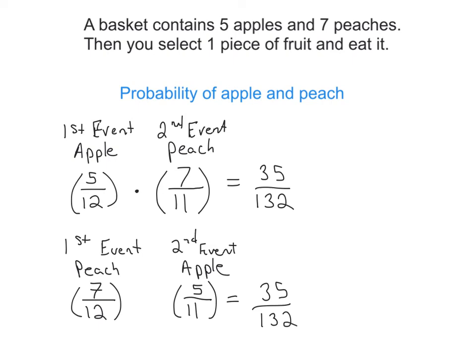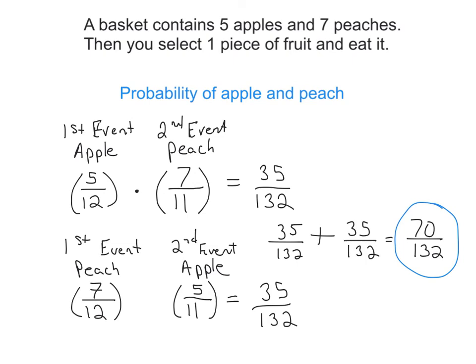So what we're going to do in this situation is, because both possibilities do exist, we're able to add these probabilities together. To get my final probability, which is 70 over 132. So this is my final answer for the probability of grabbing an apple and a peach.